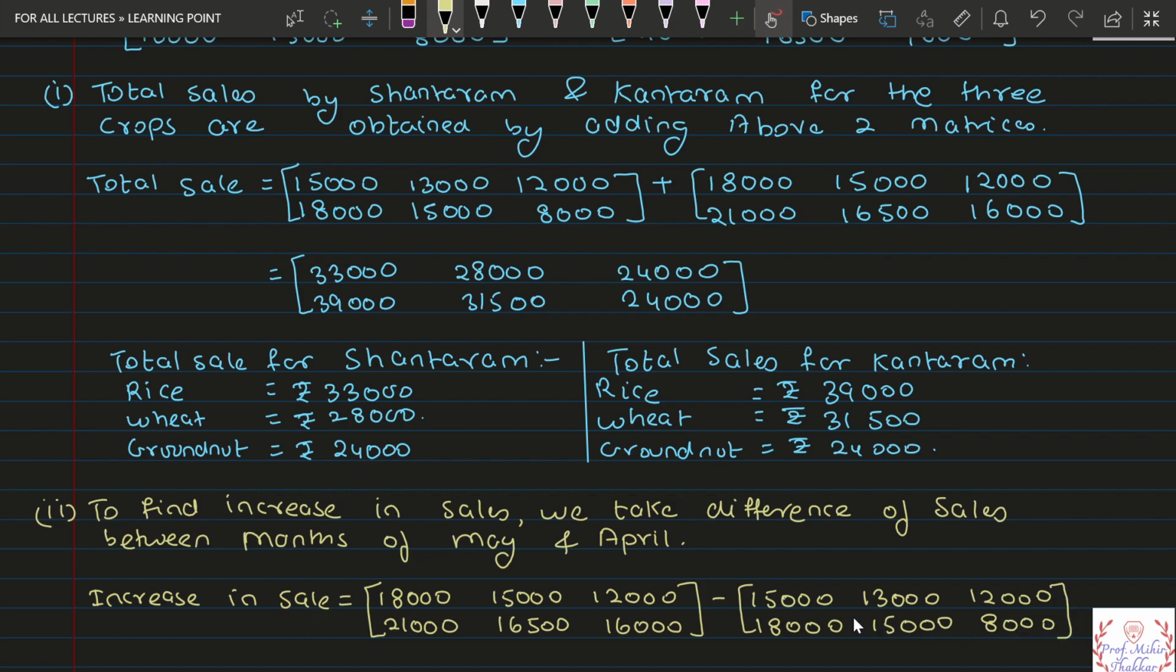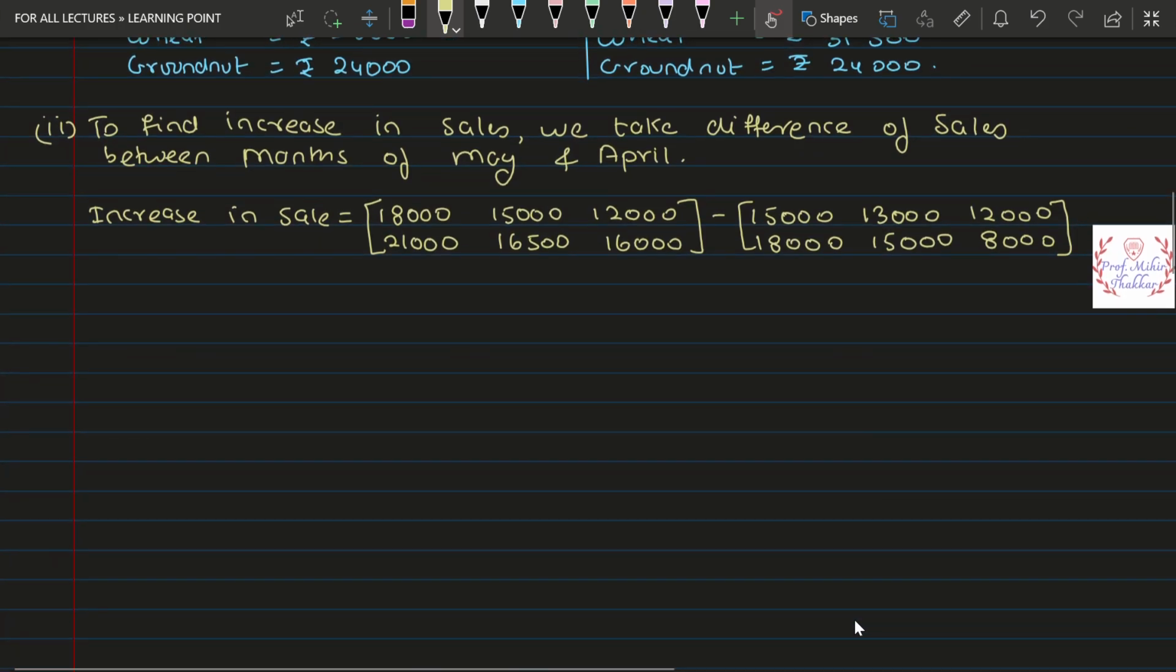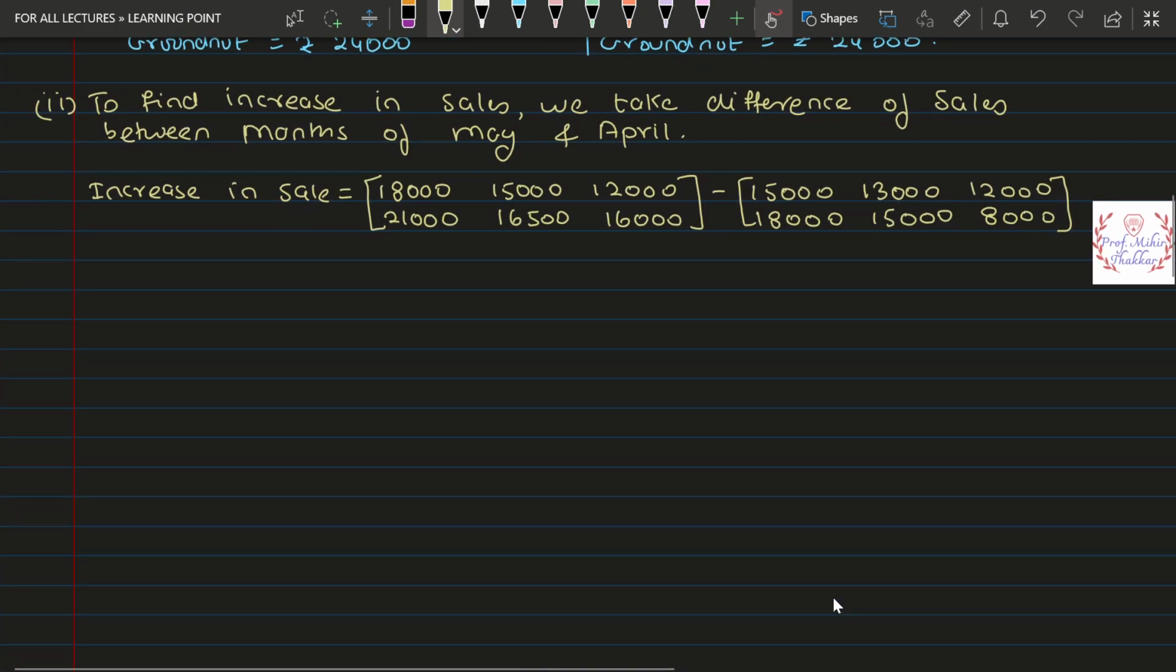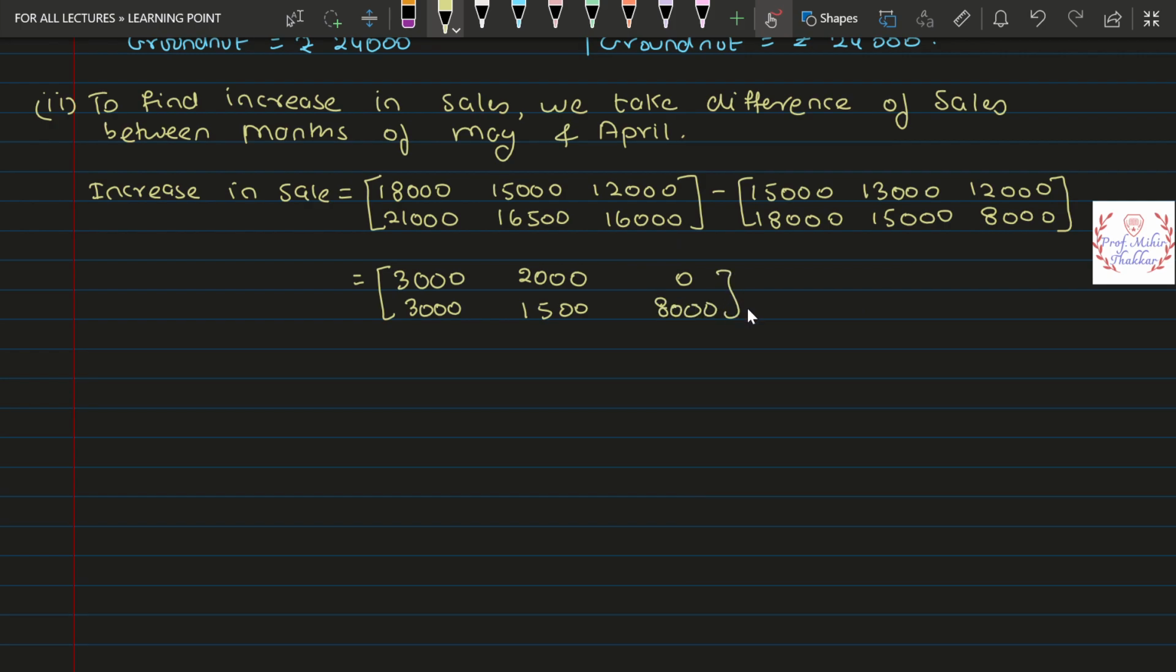So students, when we subtract these values, we will get the answer for the increase. So after subtracting 18,000 minus 15,000, I will get 3,000. 15,000 minus 13,000, that will give you 2,000. 12,000 minus 12,000 will give me just a 0. 21,000 minus 18,000, that will be 3,000. 16,500 minus 15,000, that will be 1,500 guys, and the last 16 minus 8, which will be equal to 8,000.